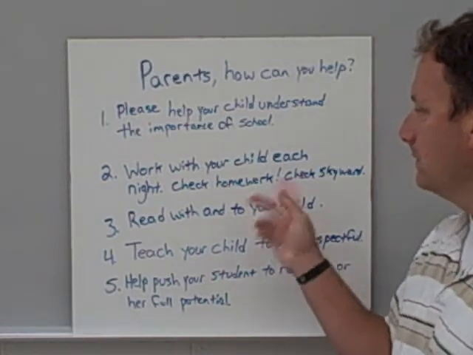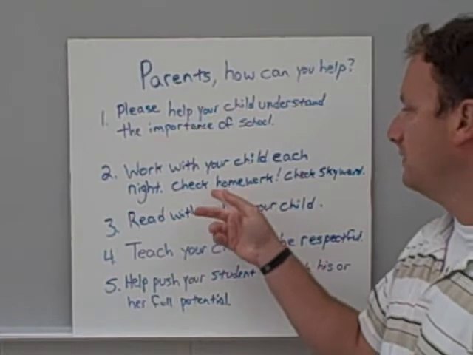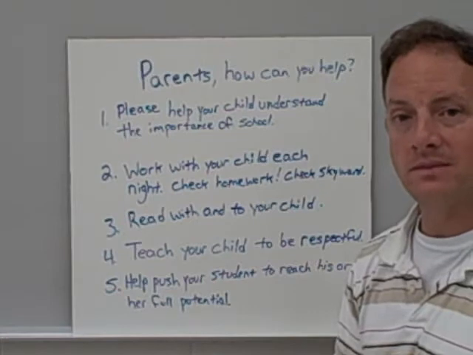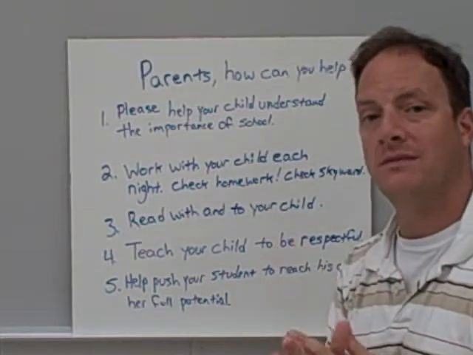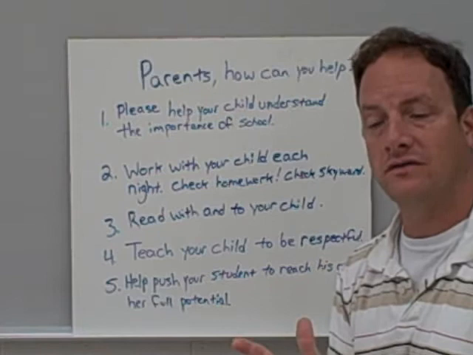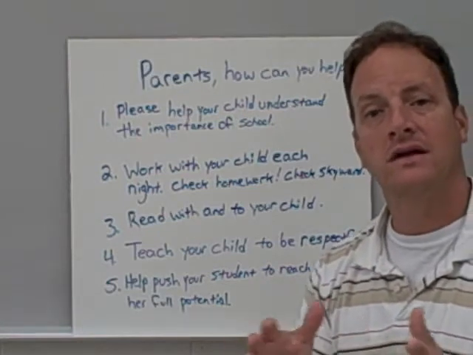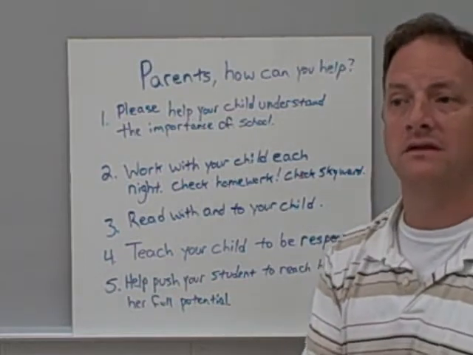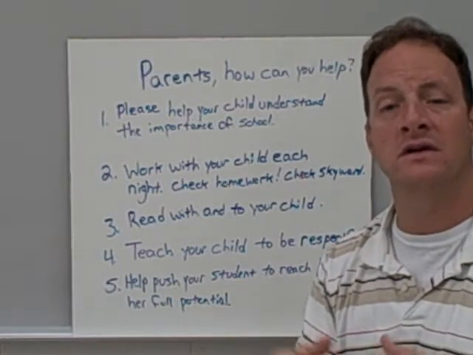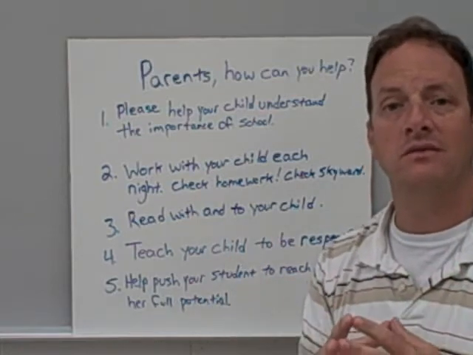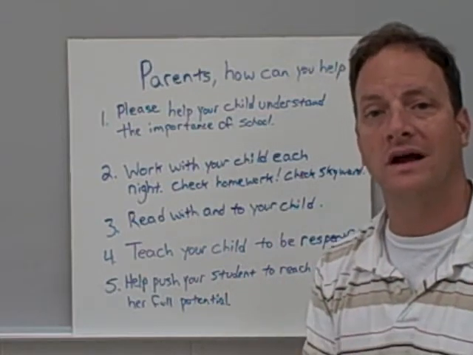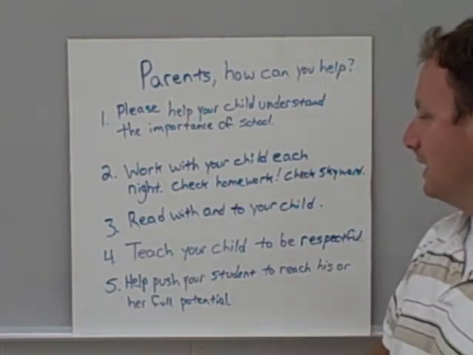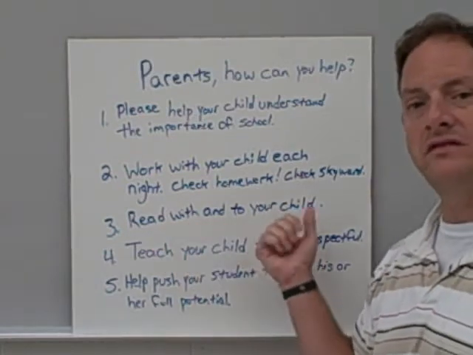Number 2, work with your child each night. Check homework. Check Skyward. Now the grades are being posted on Skyward. It's your job as a parent to check those things and to keep track with your child. If you start seeing that they are failing in a particular subject, it's your job as a parent to make sure you notify the teacher and ask for a conference. Sit down with us and find out what's going on that they're not getting this. Check their homework every night. I've already discussed that.